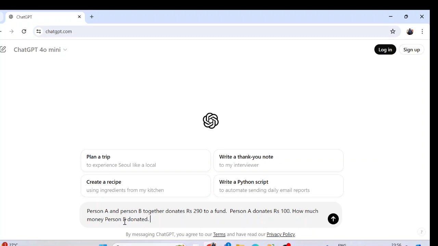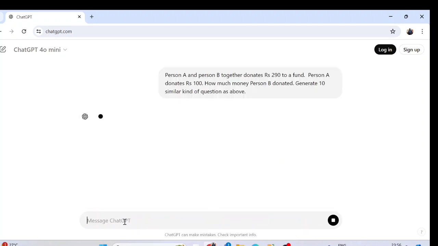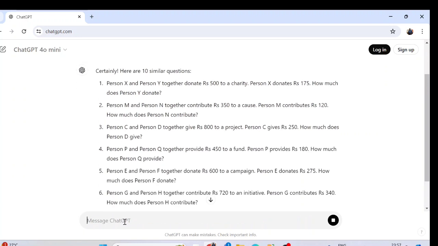Okay, so now how will we use ChatGPT to generate similar kind of questions? We will put this prompt: generate 10 similar kind of questions as above. Okay, now let's see, press enter, and certainly there are 10 similar questions.